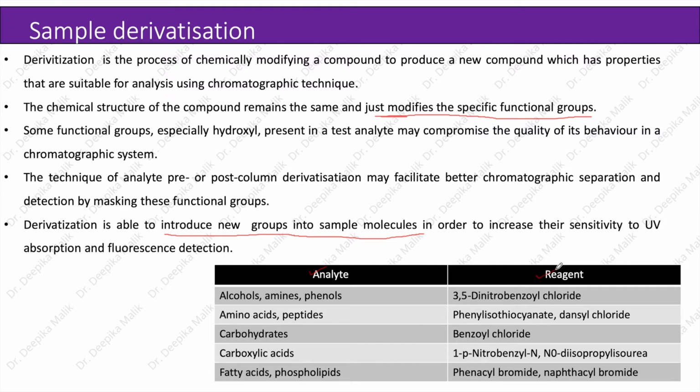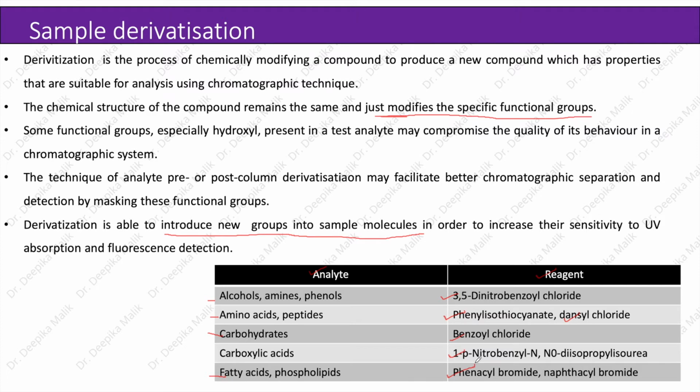For example, the separation of alcohols, amines and phenols is made better by using the reagent 3,5-dinitrobenzoyl chloride. For better separation of amino acids and peptides, we use phenyl isothiocyanate and dansyl chloride. For carbohydrates, we use benzoyl chloride. For carboxylic acids, we can use p-nitrobenzyl N,N'-diisopropylisourea. For fatty acids and phospholipids, we can use phenacyl bromide or naphthyl bromide.